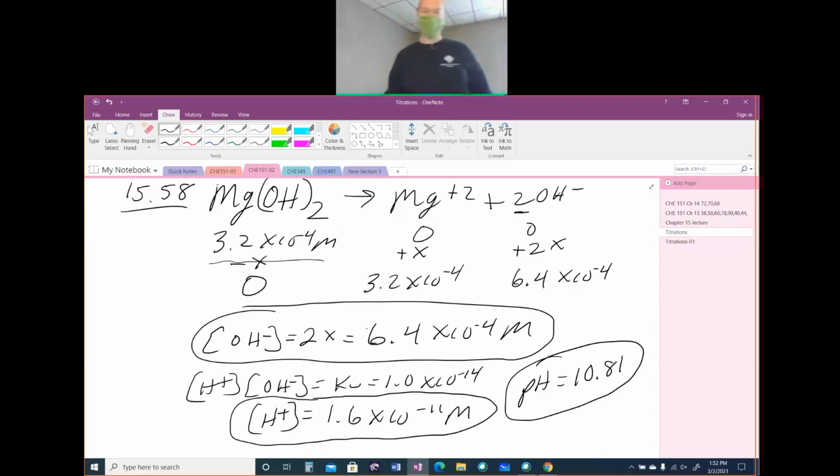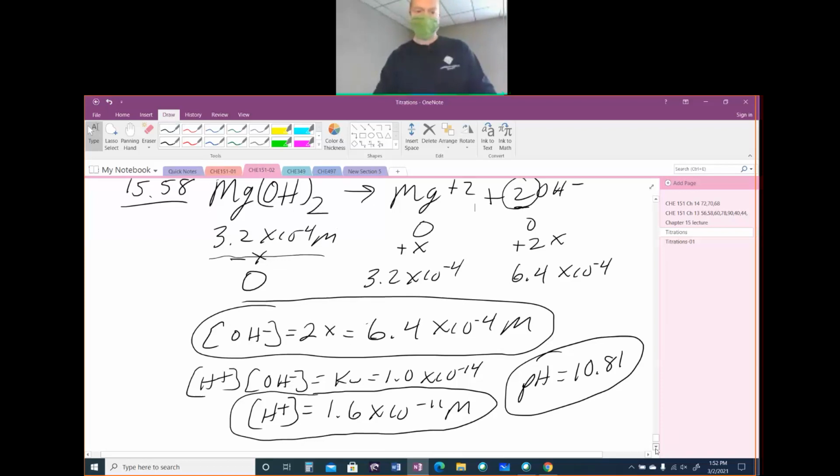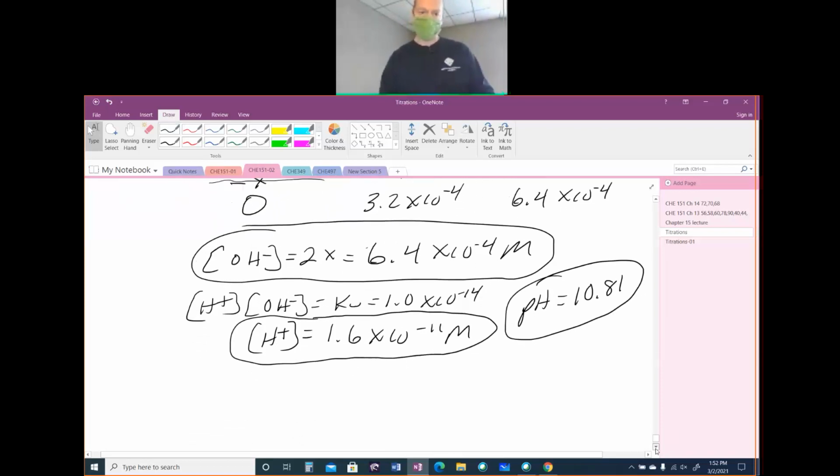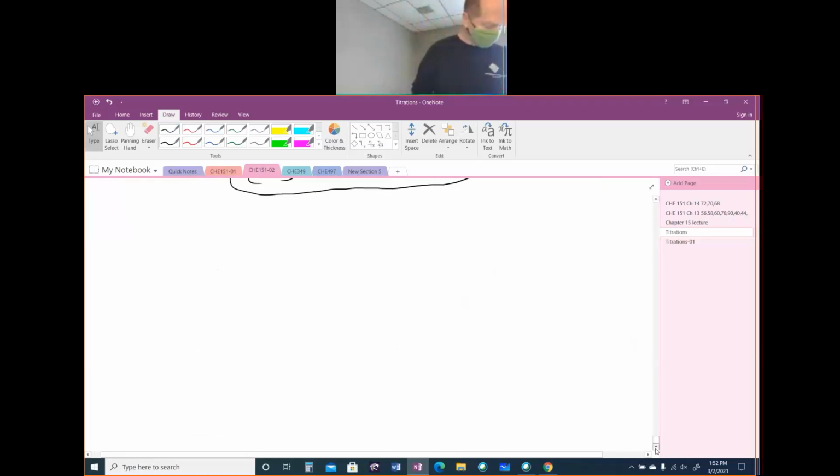All right, so here is a stoichiometry. Make sure you have that is not just X, that is 2X. There are 2 OH minuses in MgOH2. All right, but it only asks for the hydronium ion. That's the H3O plus, which is the same as the H plus, and the hydroxide ion. I just threw in the pH because many times pH is asked for as well.